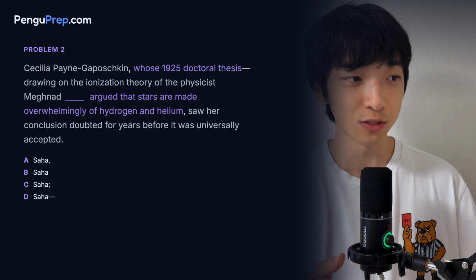Now, the starting punctuation for the inner non-essential clause is a dash, so we must also end it with a dash. This makes D the correct option. Now, let's look at sequential non-essential clauses.